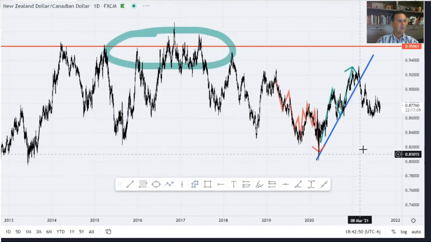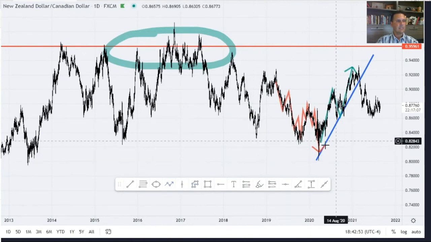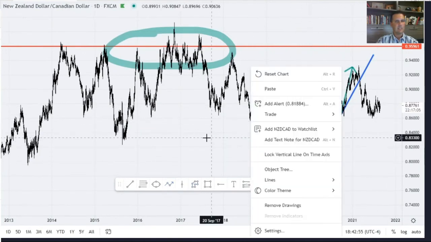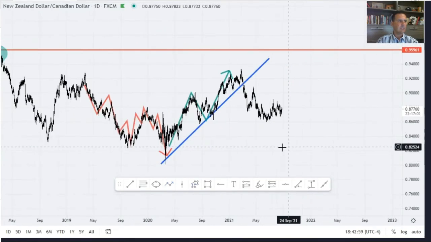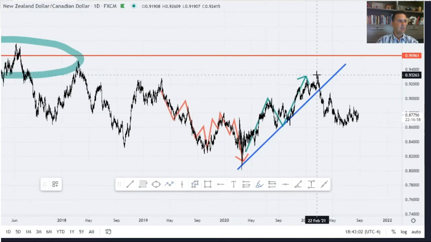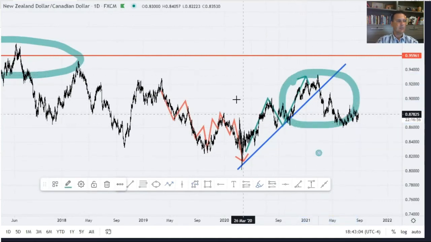So the long-term bias was down. In the meantime, the short-term trend can go in the opposite direction. And similarly to AUD USD, this trend line break was predictable.